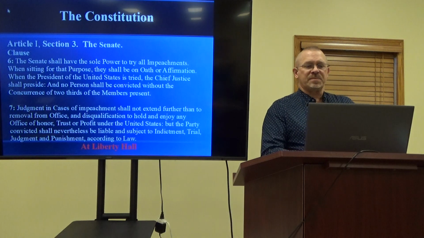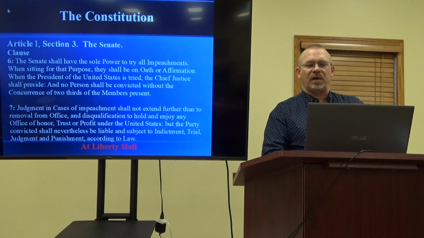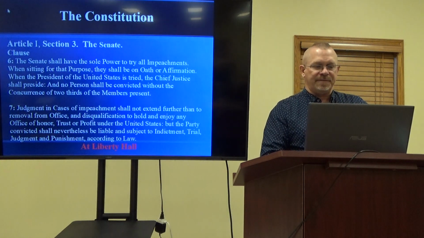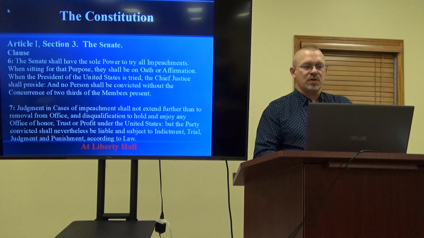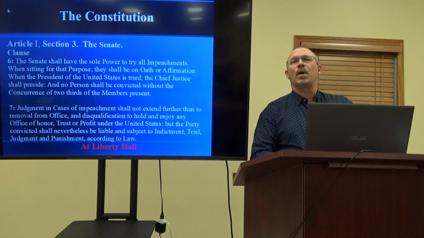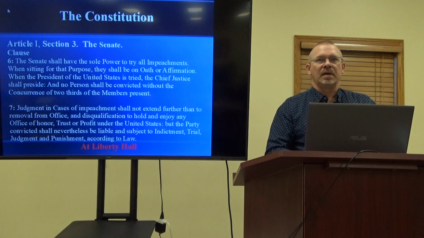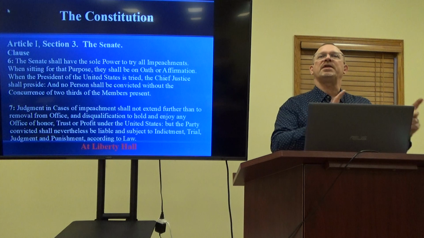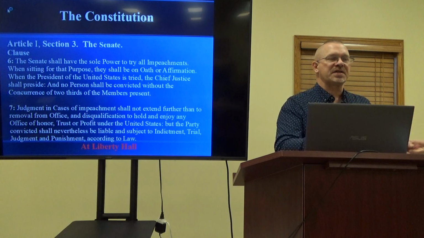Clause 7. Judgment in cases of impeachment shall not extend further than the removal from office and disqualification to hold and enjoy any office of honor, trust, or profit under the United States. But the party convicted shall nevertheless be liable and subject to indictment, trial, judgment, and punishment according to law. So if someone commits murder, they can be impeached, but the impeachment is not the criminal trial. The impeachment is to remove them from office. It's a political trial. The criminal trial can proceed right after that.